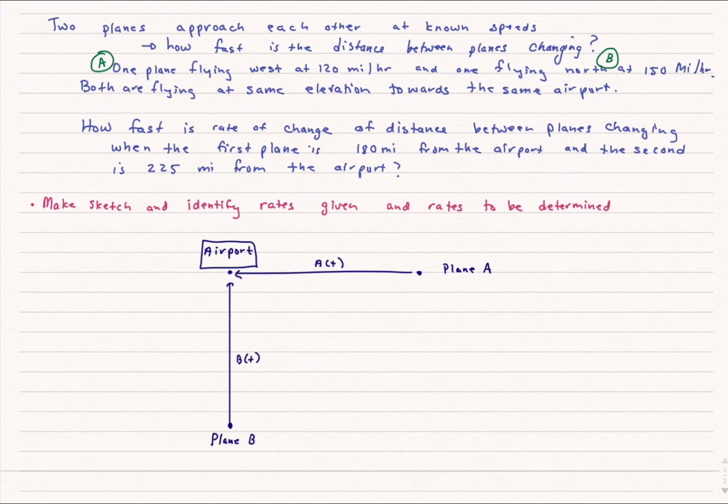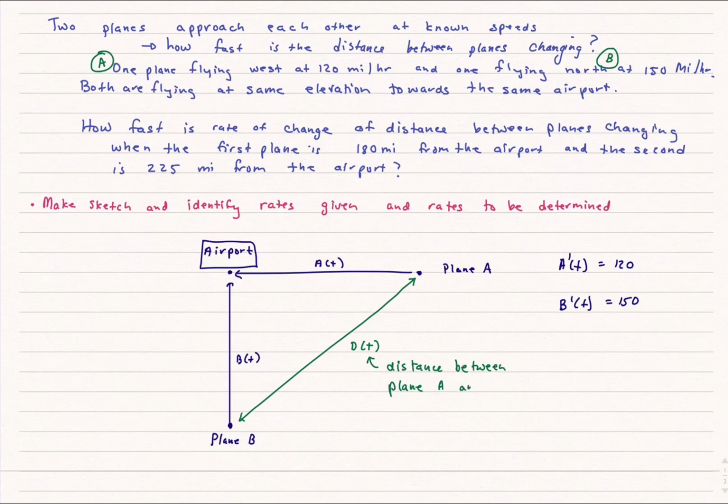I'm given the rate of change of A and the rate of change of B. A prime is 120 and B prime is 150. That's how fast those planes are traveling. So I've made a sketch, I've identified the rates given, and I'm still looking for the rate to be determined. Well, that's going to be the distance between these two planes, and I'm going to call this d. So d is going to be the distance between plane A and B, and that changes as a function of time. So once I have this identified, my next step is the following.